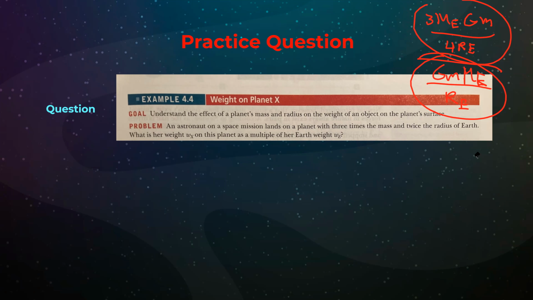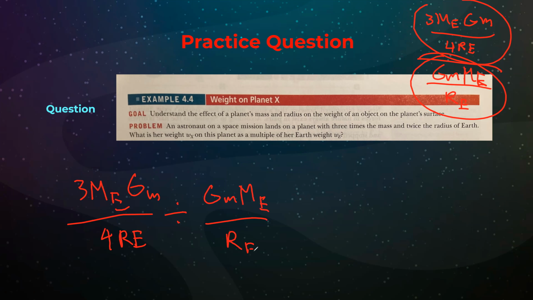All right, so now let's just bring us back to the calculation. So we have 3 ME GM over 4RE, and that's divided by G over R. And what we do when we divide fractions is we keep, change, flip. Keep, change, and flip. So we keep this.